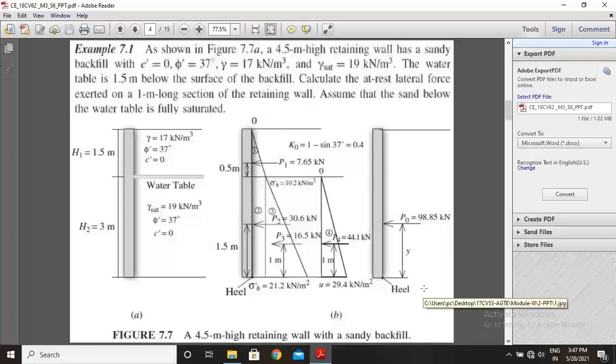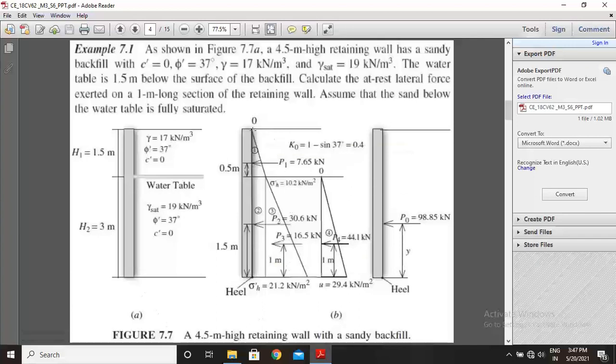So this is the problem. Based on the problem, this diagram is there. Okay, H1 is 1.5 meter, H2 is 3 meter, total is 4.5 meter, of the retaining wall. At a depth of 1.5 meter, the water table starts. Above the water table, these are the backfill properties, and below the water table, these are the backfill properties. So this problem is similar to the earlier theory class. So now you plot the pressure distribution diagrams with respect to this case.